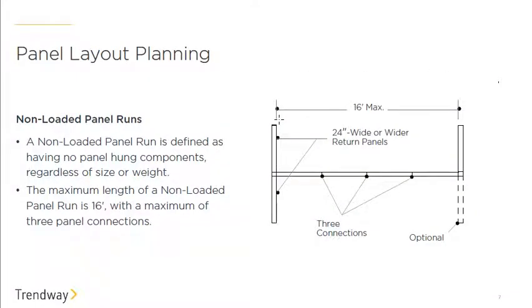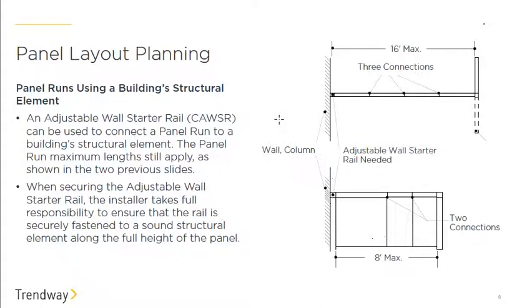Another example is in a non-loaded panel run. You can go longer at 16 feet max, and we want to make sure that you do have the return panels on the sides as shown here. When using the building structural elements, you can use an adjustable wall starter rail that begins with the prefix CAWSR, and it would be used to connect the panel run to a building structural element. These 2 images show some examples of what you can do in a non-loaded and a loaded panel run.